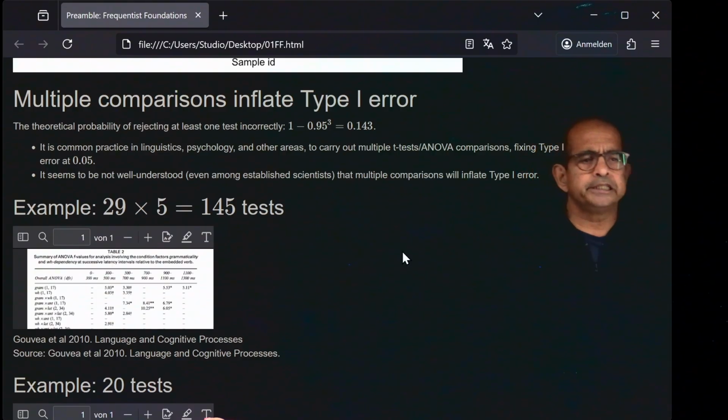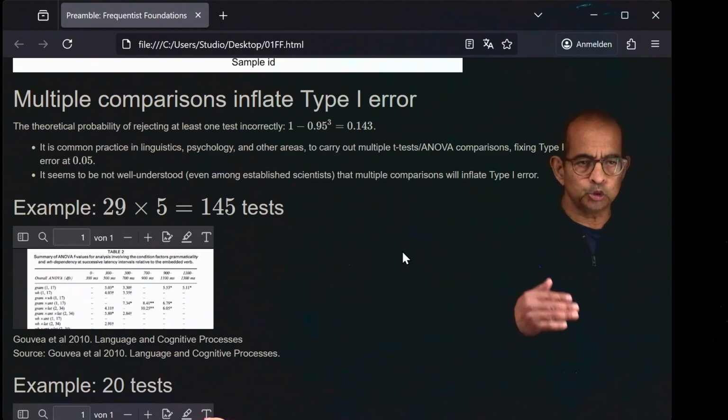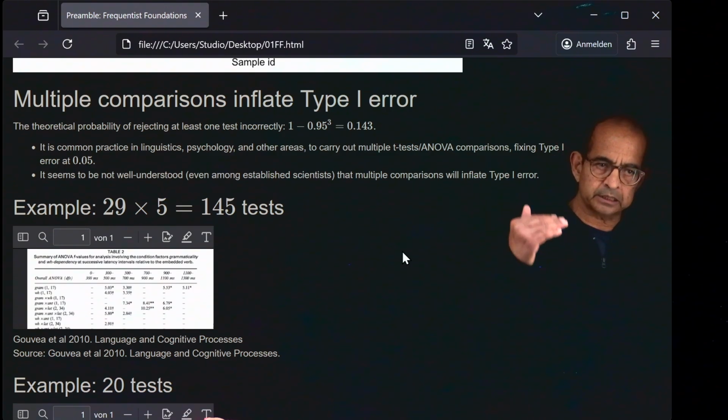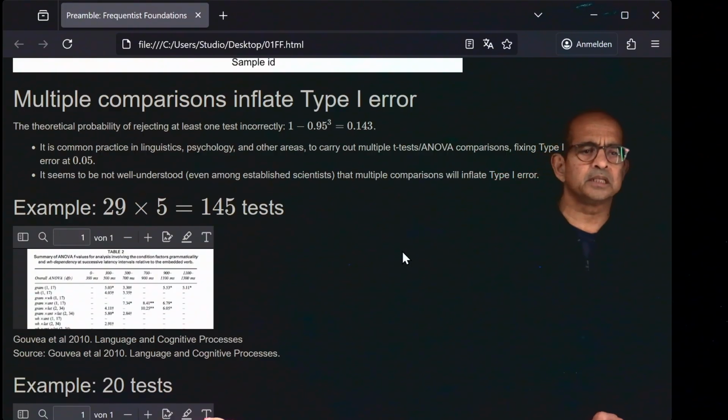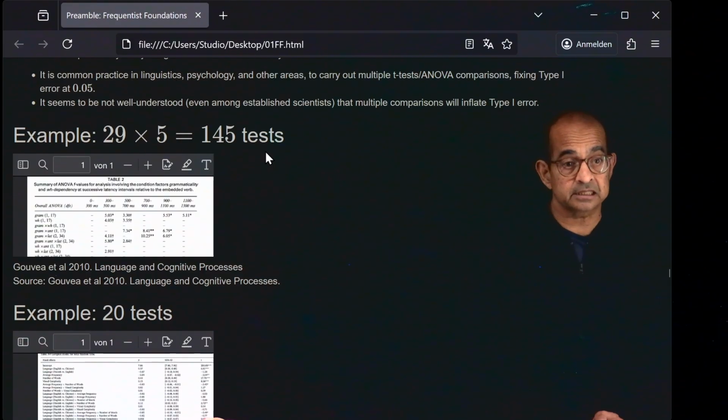One other important detail with null hypothesis significance testing is that when you carry out more than one significance test on your data set, you are inflating your type 1 error to beyond 0.05. You can see this in many published studies. Here's one published study which carried out 145 statistical tests on the same data set, and they kept the alpha value at 0.05 for each of those tests.